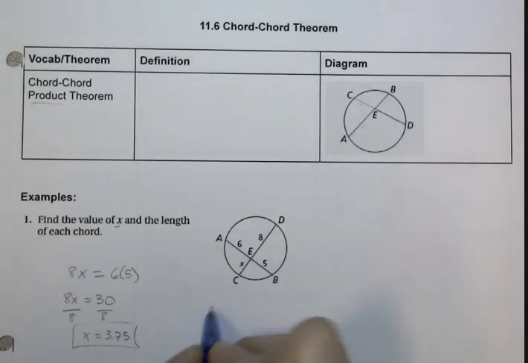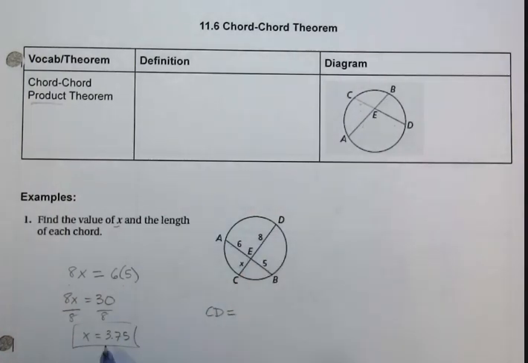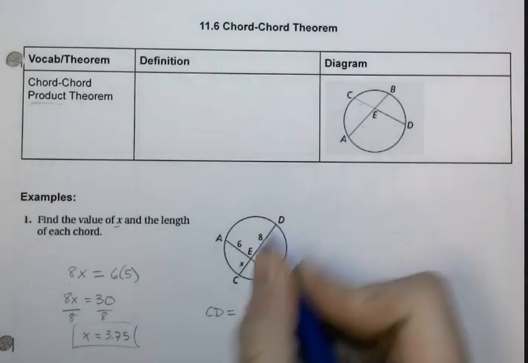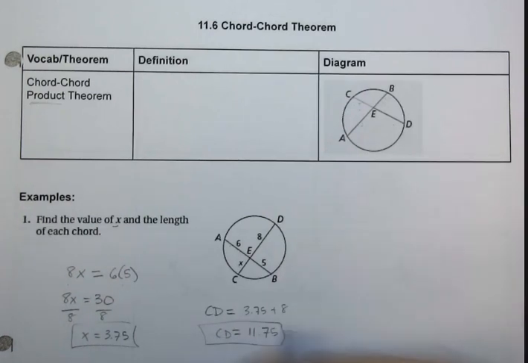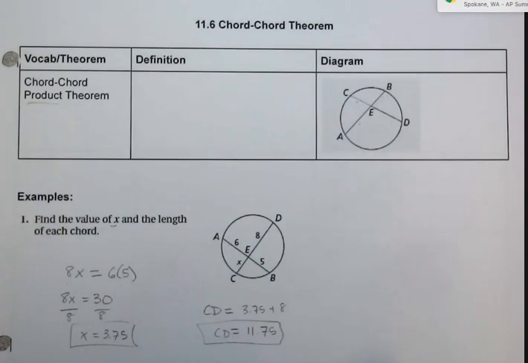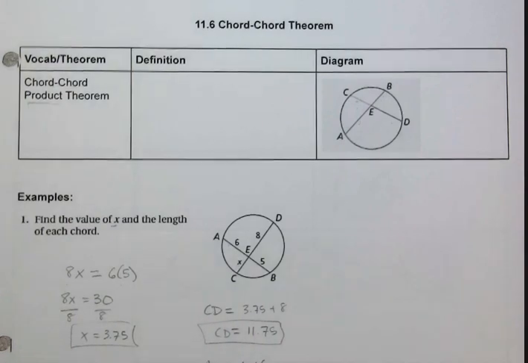So CD, that chord, is equal to x plus 8. So I would do x, which is 3.75, and add 8 to get that whole length, which is going to be 11.75. So there's one of the chords. The other one is AB, which if I add those two segments, I've got 6 plus 5, which is going to equal 11. So I've got my value of x and the length of each chord.